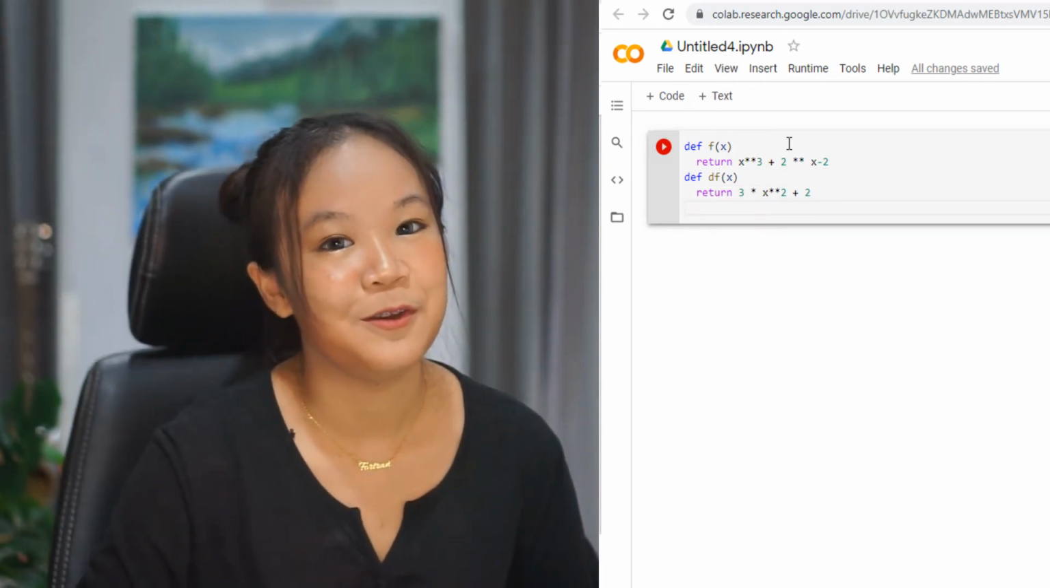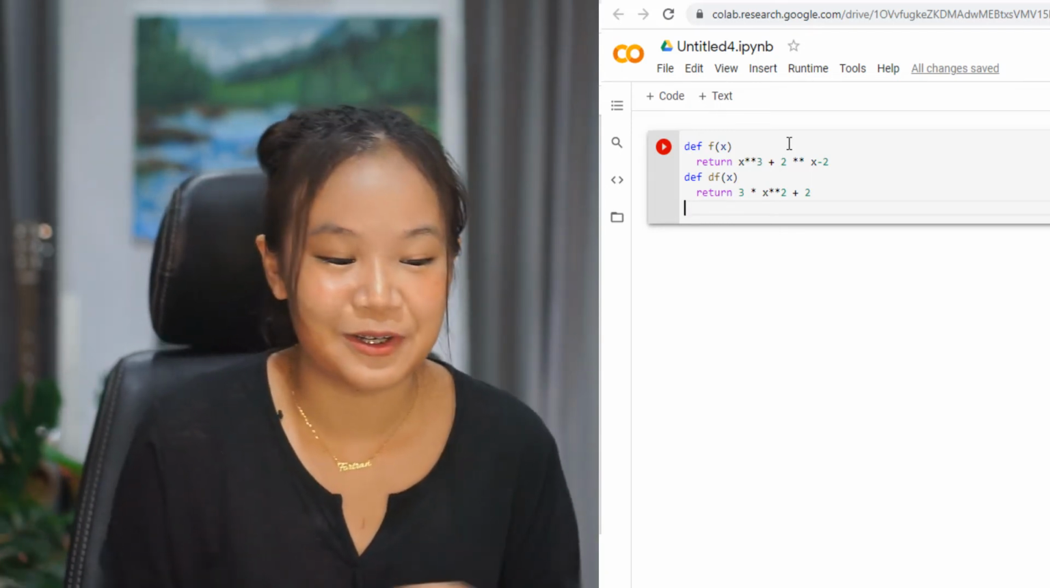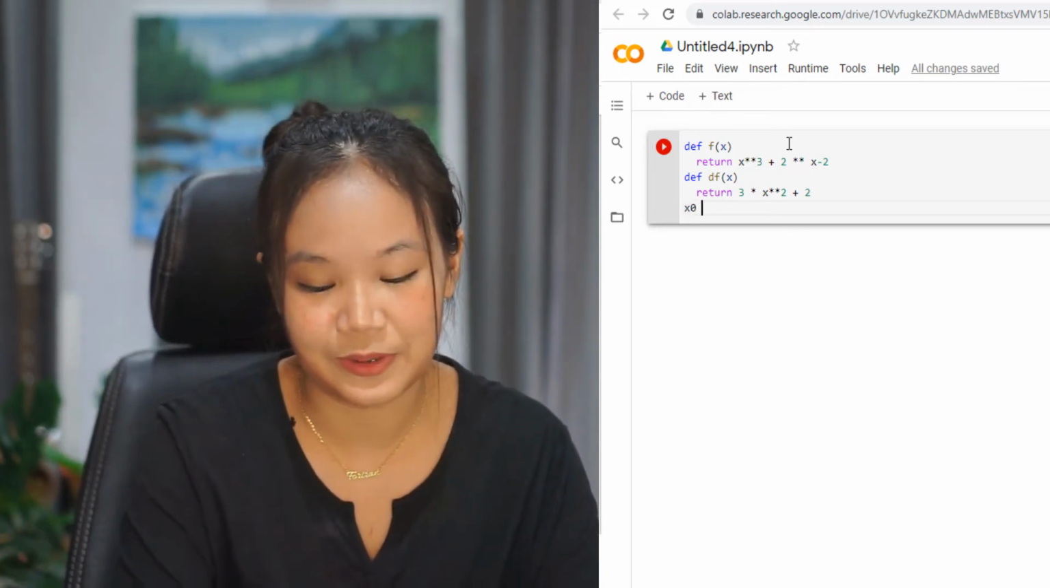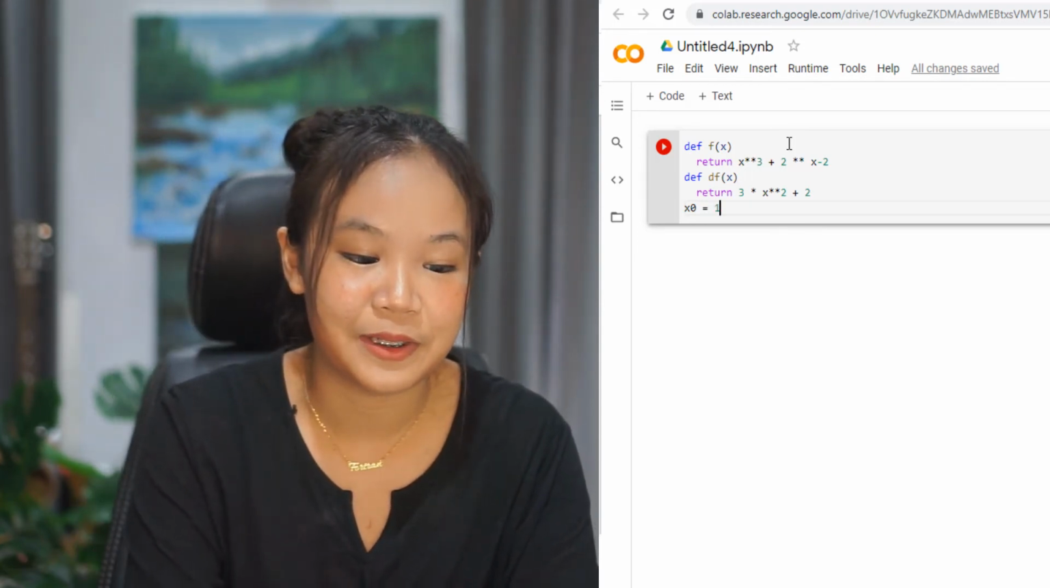What do you do next? You might want to guess a number, as Newton said. So you can guess any number. I'm just going to guess 1, for example. Write x0 equal to 1.